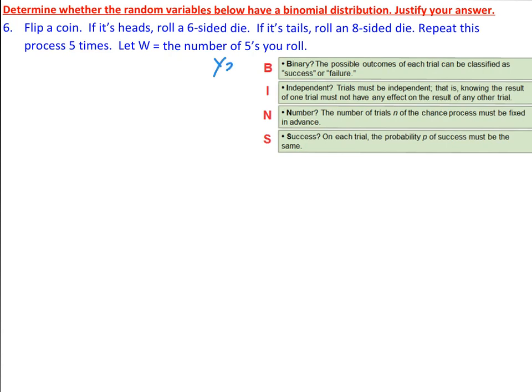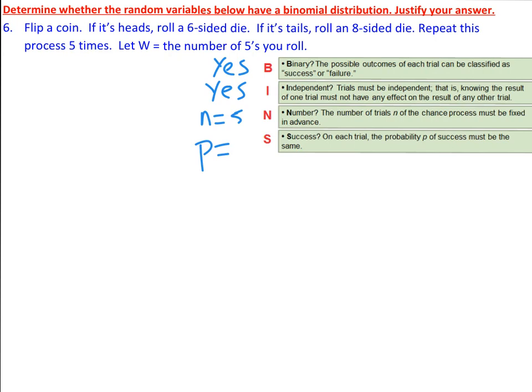Binary, absolutely. Roll a 5 or not. Based on that process, every trial seems independent. N is 5. Okay, this is just kind of an interesting one to show you.